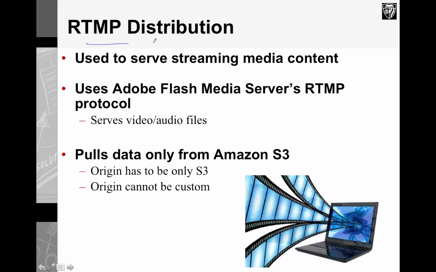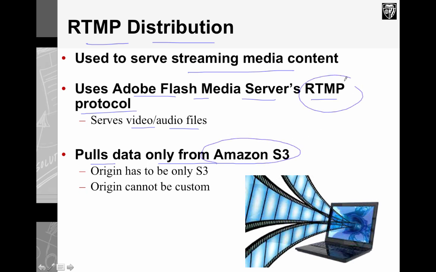There is also RTMP distribution. RTMP distribution is the streaming media content distribution. CloudFront uses Adobe Flash Media Player's RTMP protocol to serve the video and audio files in a streaming fashion. For this, it can pull data only from Amazon S3. So if you're going to be using RTMP, which is real-time messaging protocol, then the video and audio files can only be in S3. It cannot go to a custom origin. So this is a restriction for RTMP distribution.